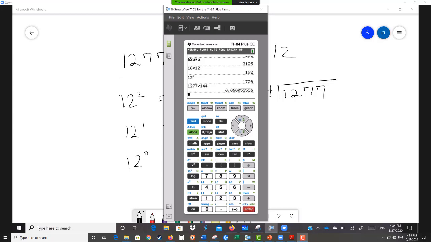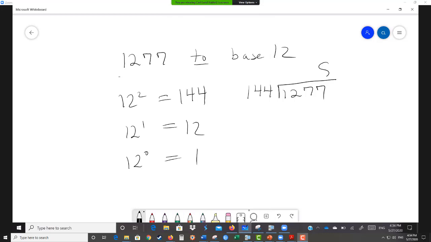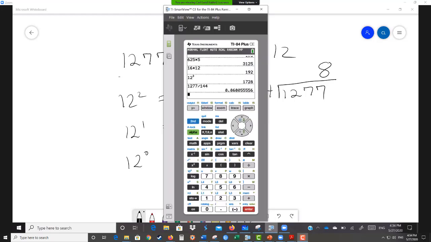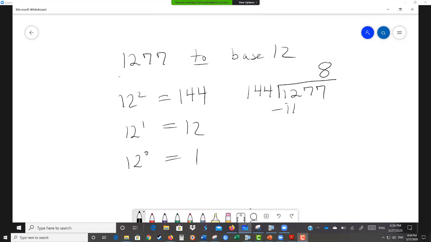So 144 goes in there 8 times. And now I'm going to use the calculator to tell me what that equals. 144 times 8 is 1,152. Now I can subtract, and I get 125. And I know that now I don't try to go here.